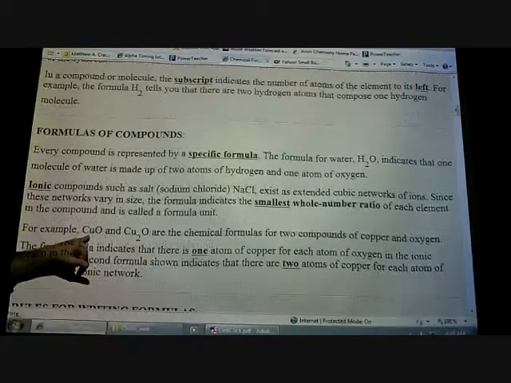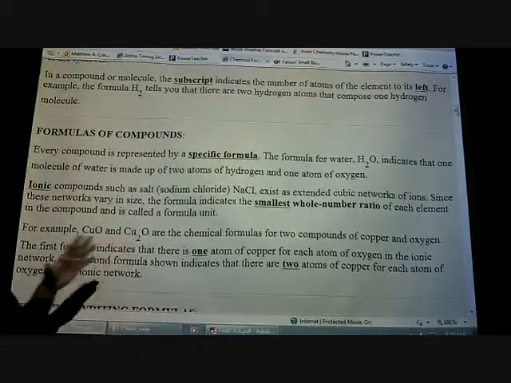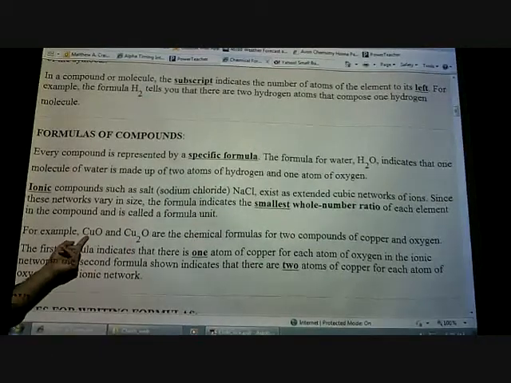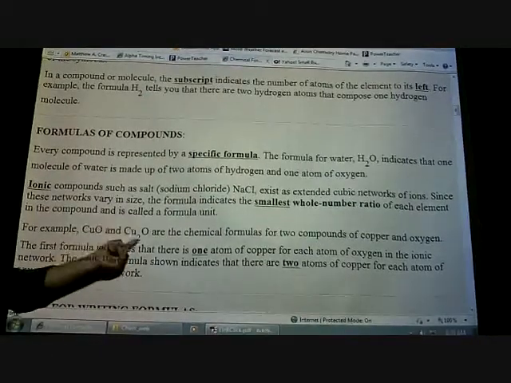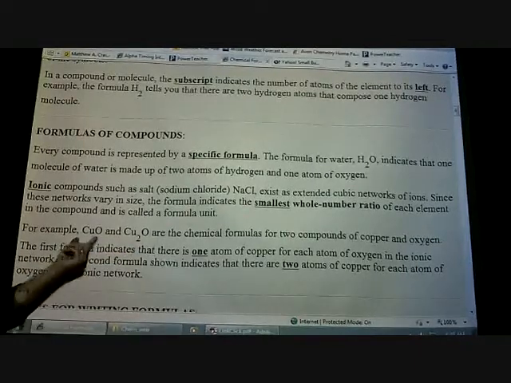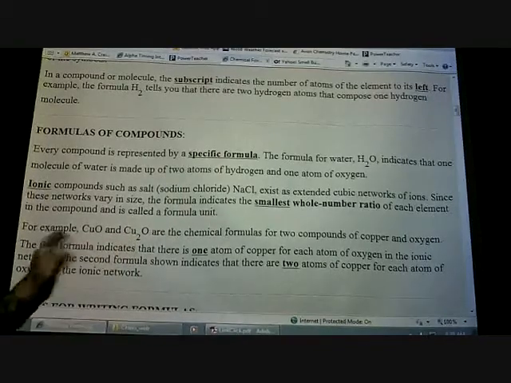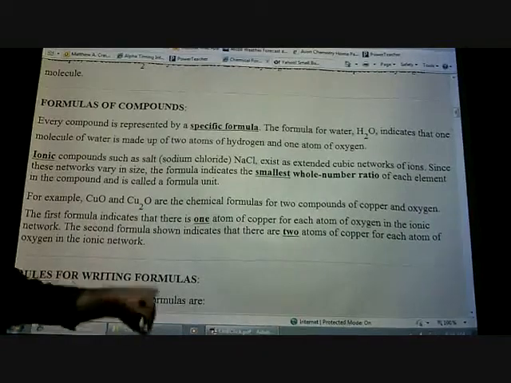And here's two examples where copper can either be a +2 charge or a +1 charge. That's a little bit later down the road. When we do that, we have to indicate the difference by putting the subscripts in there to tell us that copper is a 1-to-1 ratio here, and here it's a 2-to-1 ratio. I'm just giving you some background. I'll give you the actual rules right now.